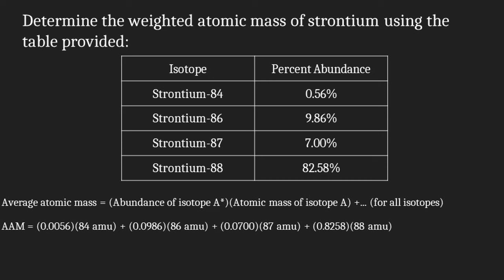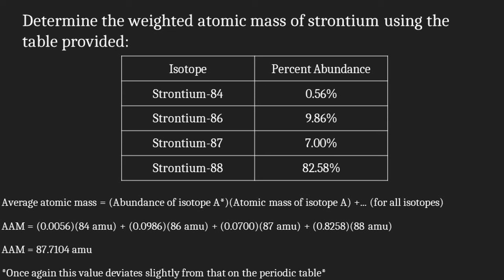0.0056 for the strontium-84 abundance multiplied by 84 atomic mass units, plus 0.0986 times 86 atomic mass units, plus 0.07 times 87 atomic mass units, plus 0.8258 multiplied by 88 atomic mass units. Doing the math here gives us that the average atomic mass of strontium is 87.7104 atomic mass units, which, while it does deviate slightly from that of the periodic table, is still very close.